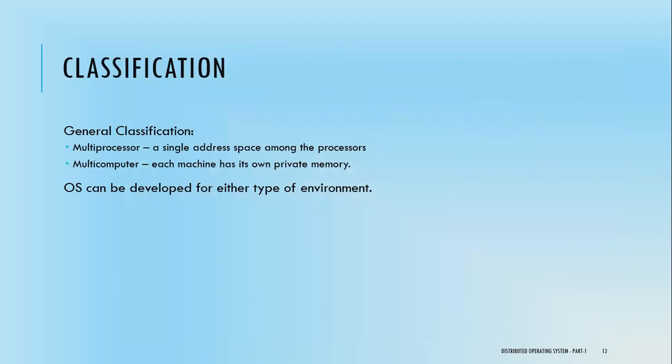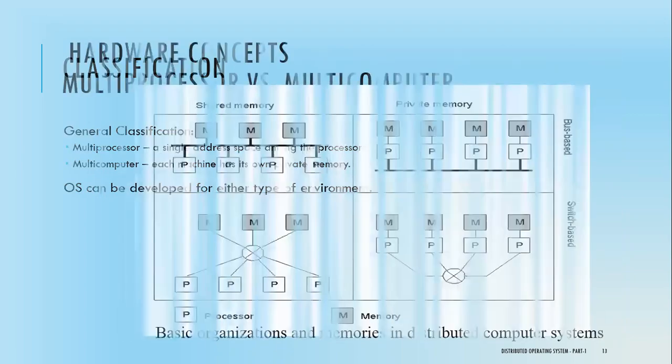General classification. Multiprocessor: a single address space among the processors. Multicomputer: each machine has its own private memory. Operating systems can be developed for either type of environment.